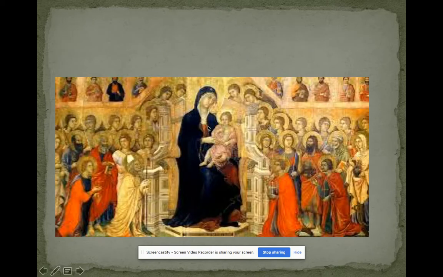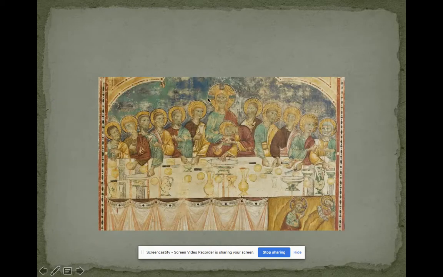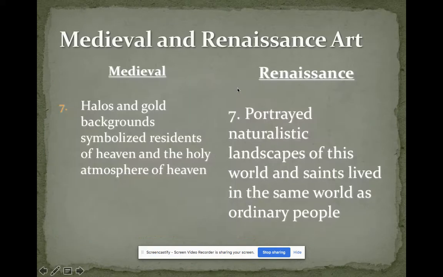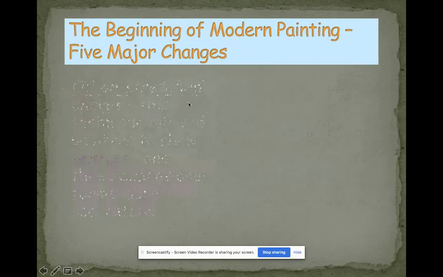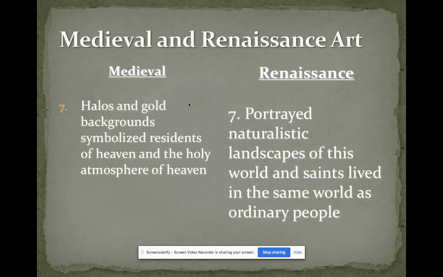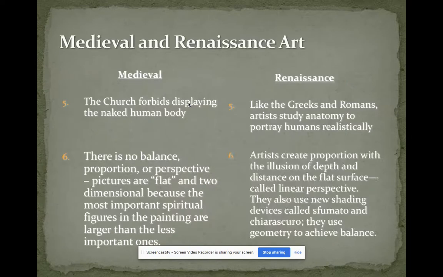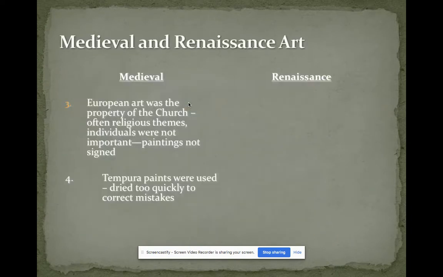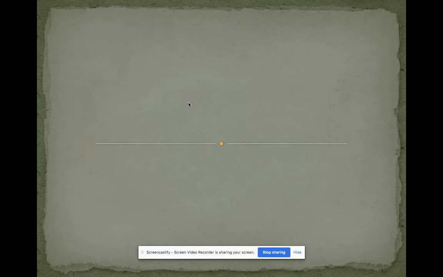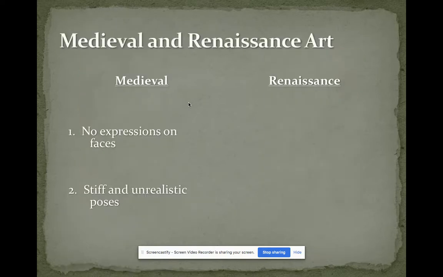So the halos, you can't see them really well here. These halos, they're called halos. Halos and gold backgrounds symbolize residents of heaven and the holy atmosphere of heaven. We'll talk about how that compares to the Renaissance. So the Renaissance breaks this tradition. The Renaissance is much different than this type of art and sculpture.